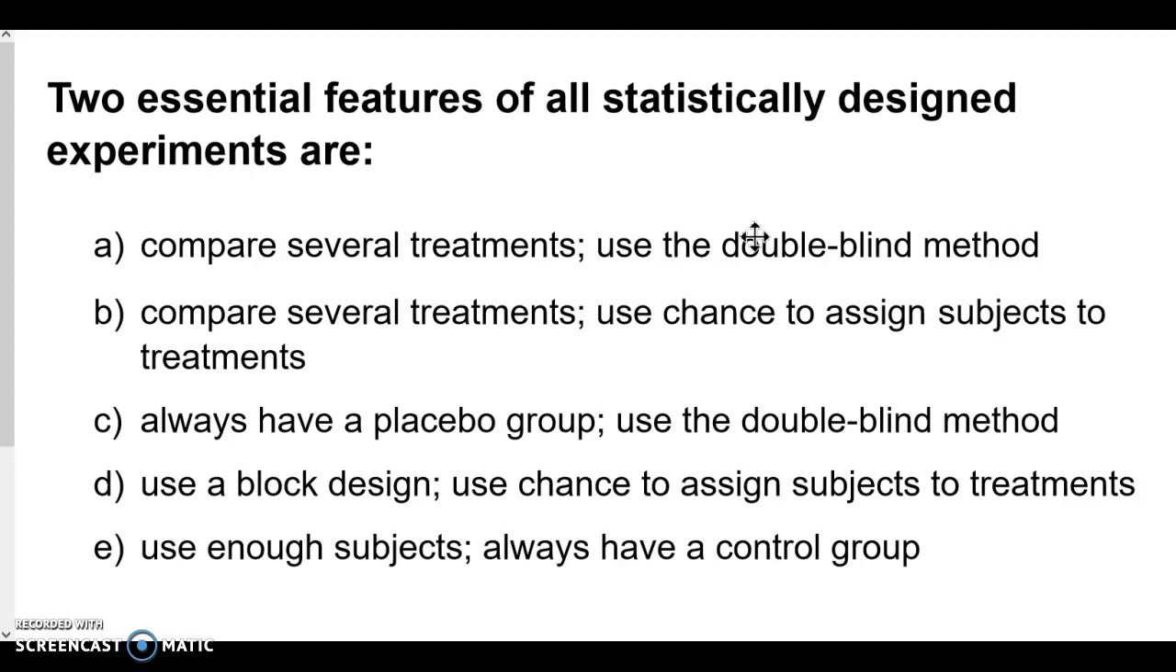And letter E is the correct answer because you have to have enough people. If you only have 2 or 3 people in your experiment, it doesn't matter whether you're comparing the treatments or you've randomly assigned them to the treatments. So you have to have enough people, and you always have to have a control group.